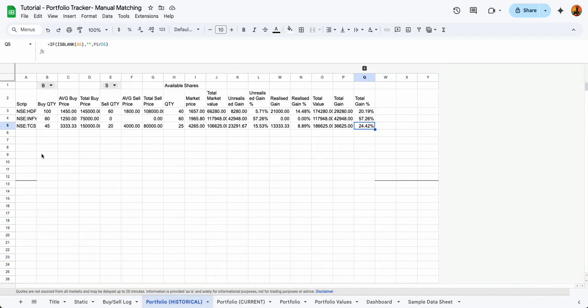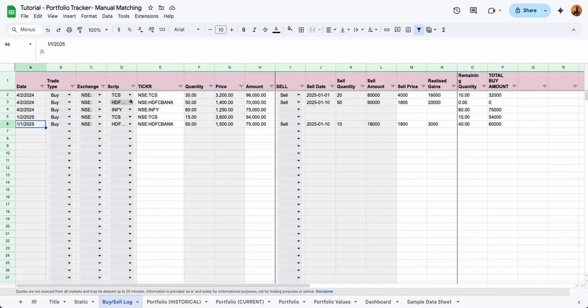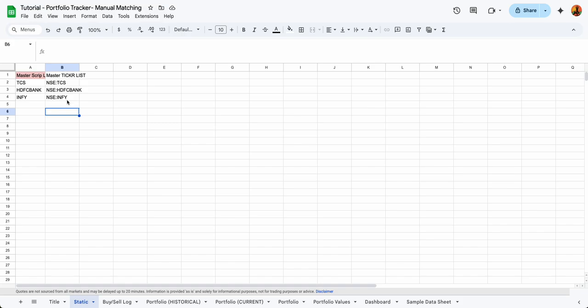Coming to the portfolio with the historical view, what I've done in here is I have pulled all the unique scripts in my buy sell log. How I've done that is, when I go to the buy sell log, all the unique scripts in here are aggregated and stored in this sheet static. In here I have two lists. One is the master script list and one is the master ticker list. The ticker list is the one that I am leveraging for all my calculations.